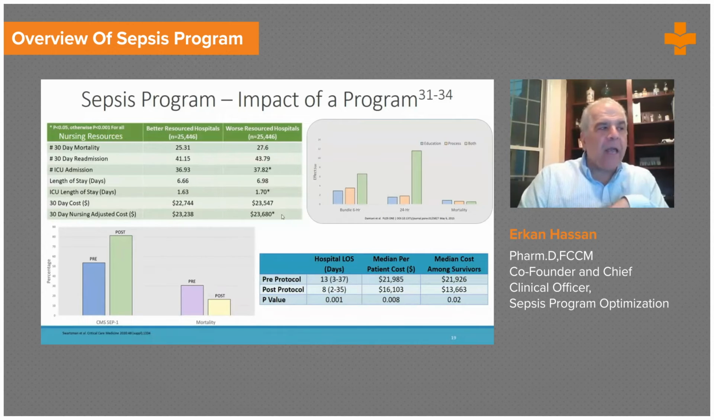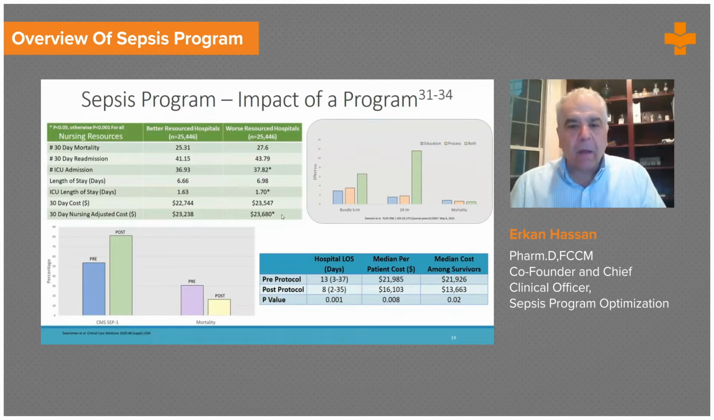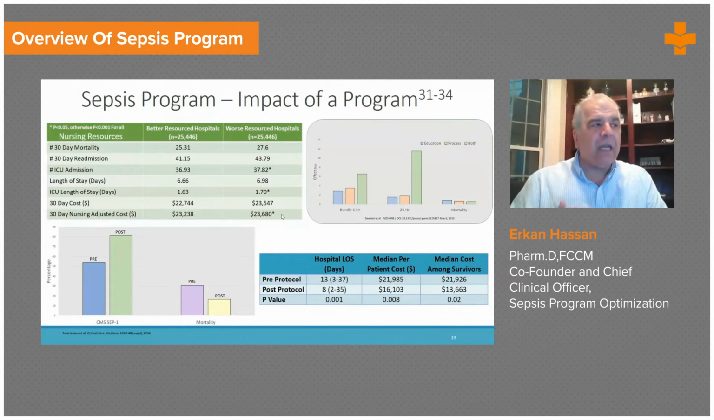And in the bottom table, what you see is a study that looked at the financial impact of sepsis cases pre and post protocol, doing a sepsis program. And on the far right, what you see is the length of stay dropped and the cost per patient dropped. You save about $6,000 per case with a sepsis program.